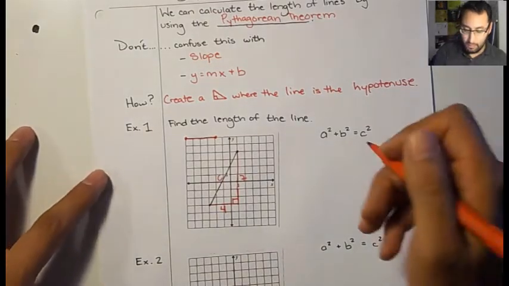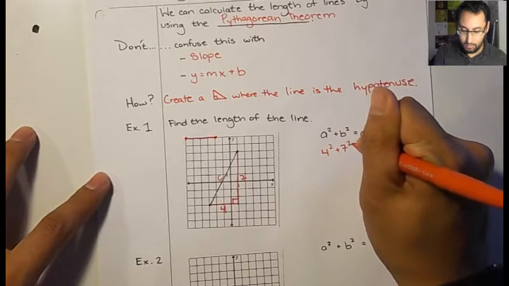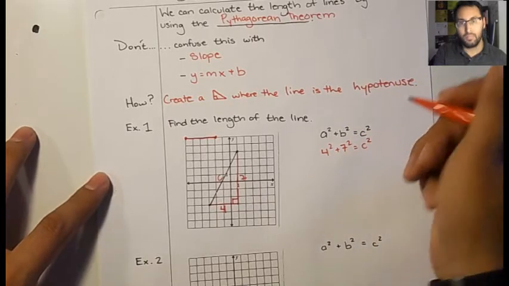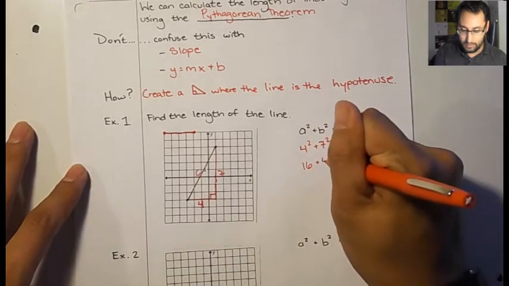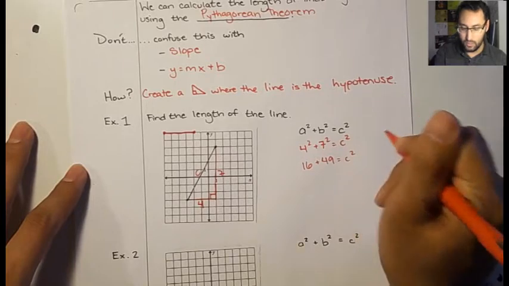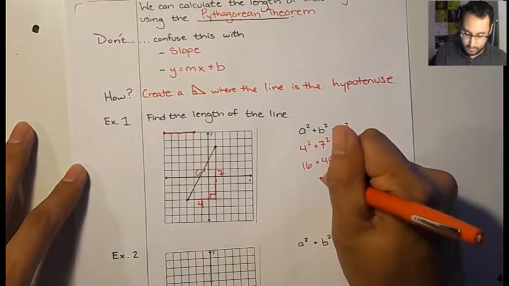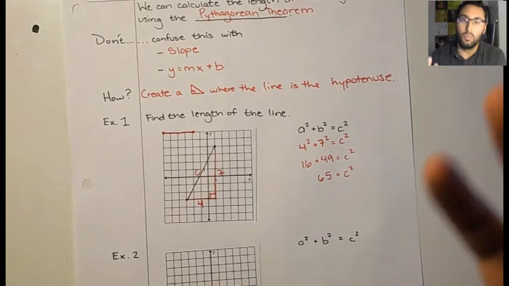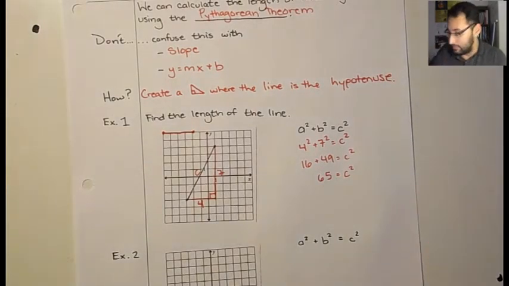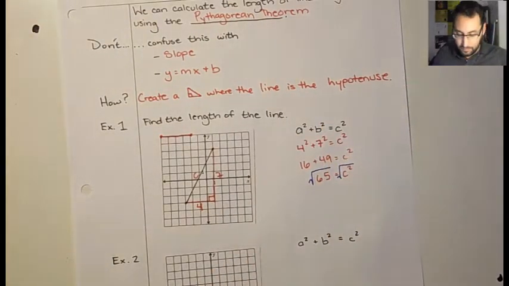It's c. So if I plug this in, instead of a squared, we're gonna have 4 squared. 7 for b, so 7 squared equal to c squared. And just simplifying, 4 squared is 16, 7 squared is 49, equal to c squared. And if we add up 16 and 49, that's, I think it's 65 equal to c squared. Now when we solve, we have to find what c is. We don't have c isolated here. So what I have to do is I have to write a square root to both sides.